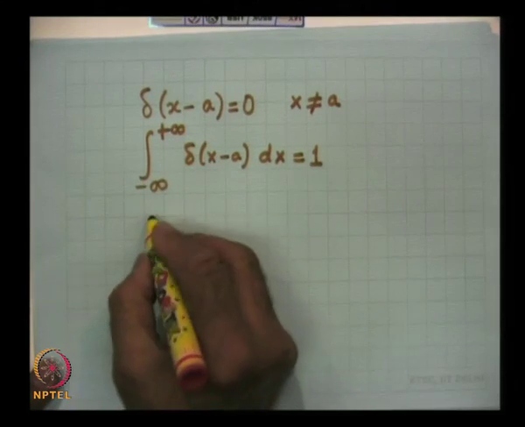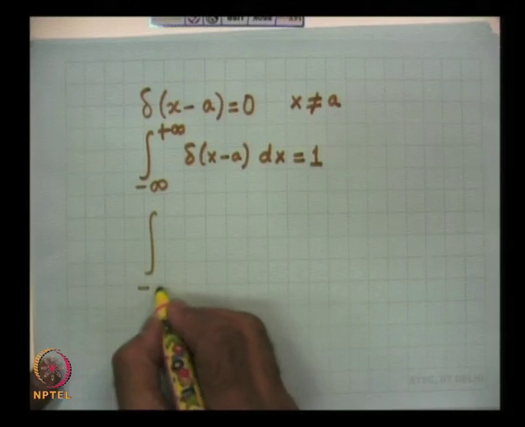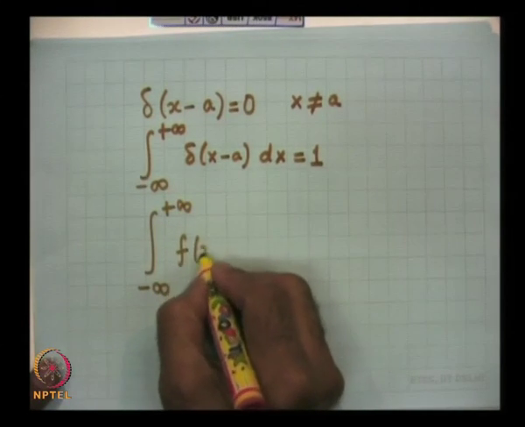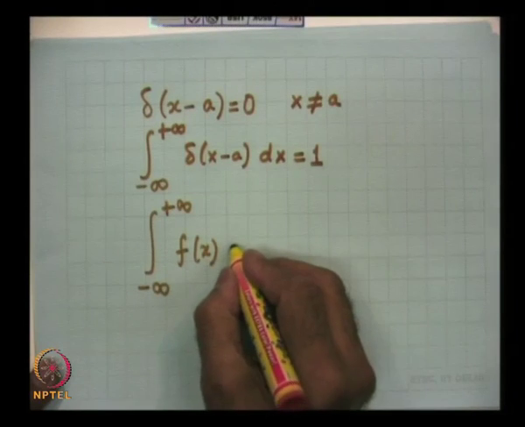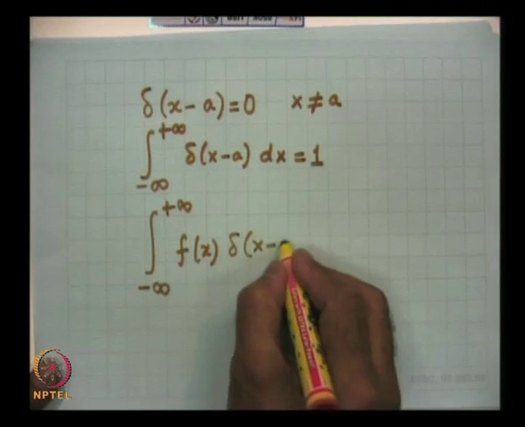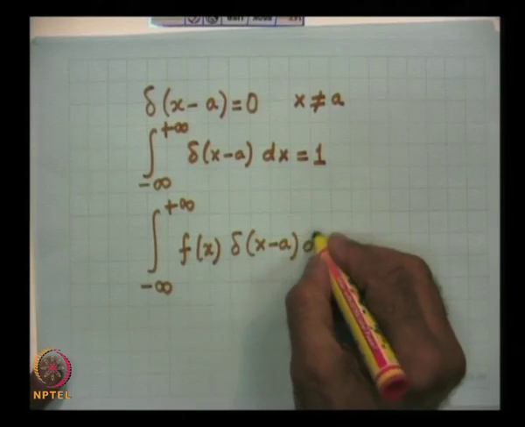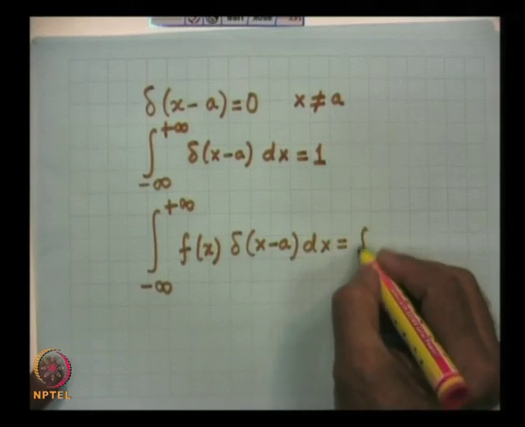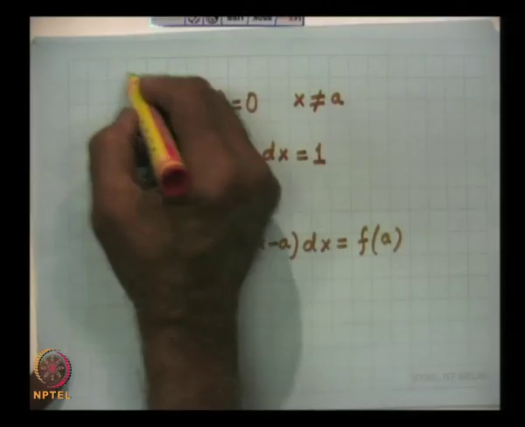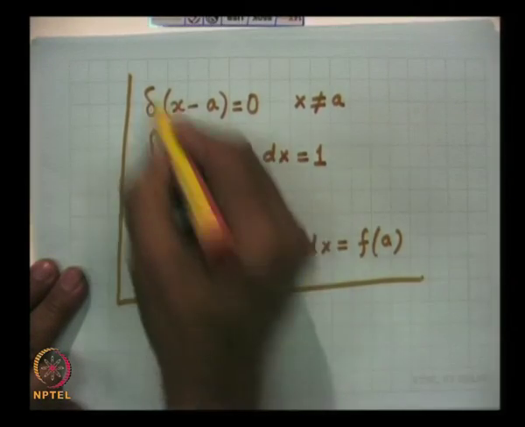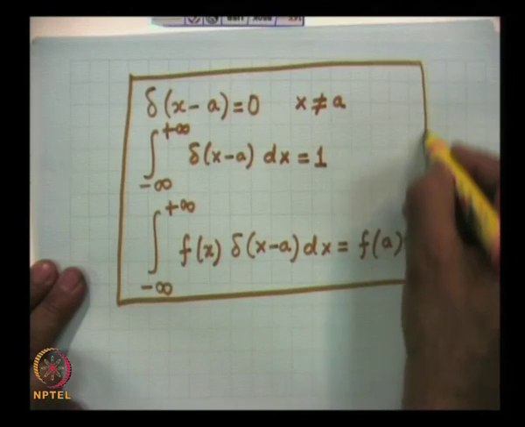And then I have that the integral from minus infinity to plus infinity of a well defined, well behaved function f of x into delta of x minus a, because the product is 0 everywhere excepting at x equal to a, dx, this is equal to f of a. These three equations define the Dirac delta function.